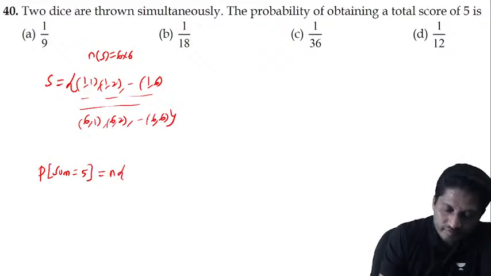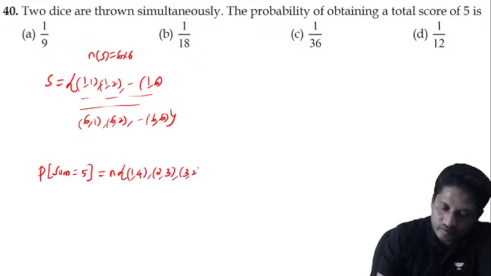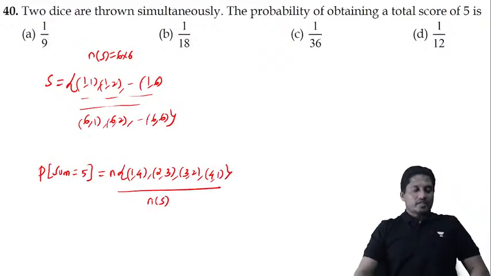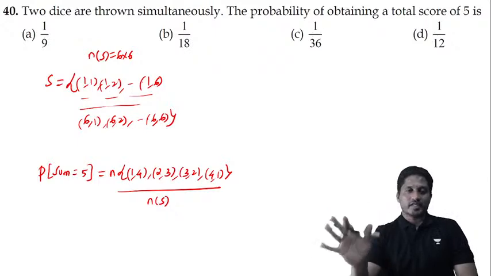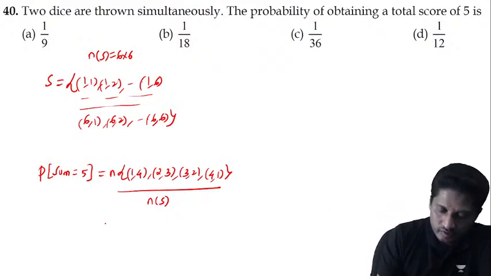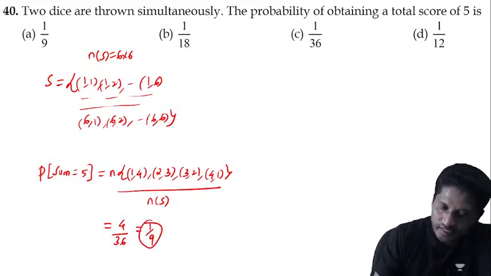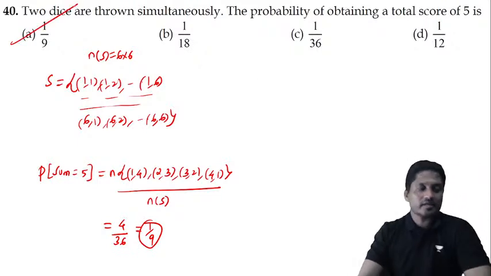Sum should be equal to 5 means n of 1, 4, or it can be 2, 3, or it can be 3, 2, or it can be 4, 1, divided by n of S. Isn't it, guys? Sum is 5 means favorable outcomes should be 1, 4, 2, 3, 3, 2, 4, 1 only. If you add, you should get sum 5. So total there it is 4, n of S is equal to 36, which is equal to 1 by 9. Right, answer will be equal to option A.